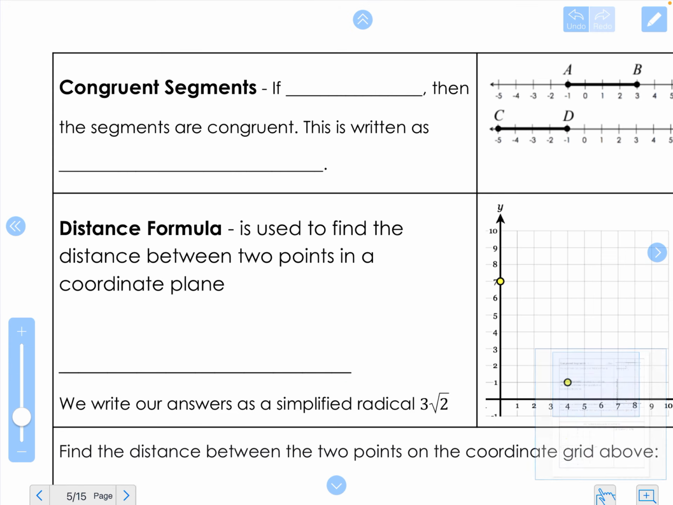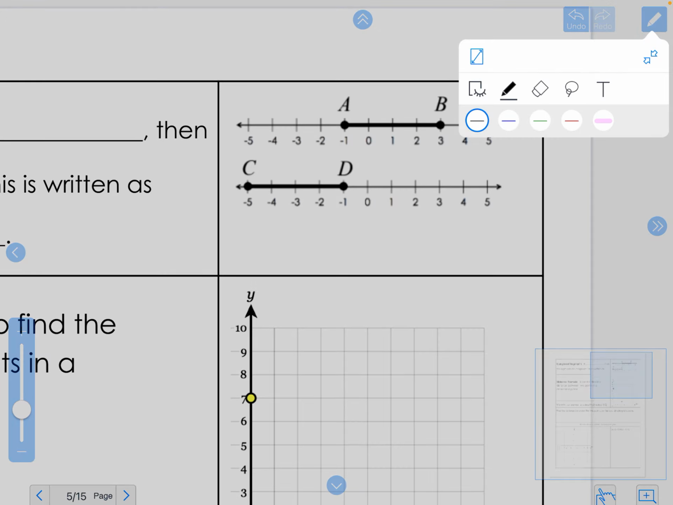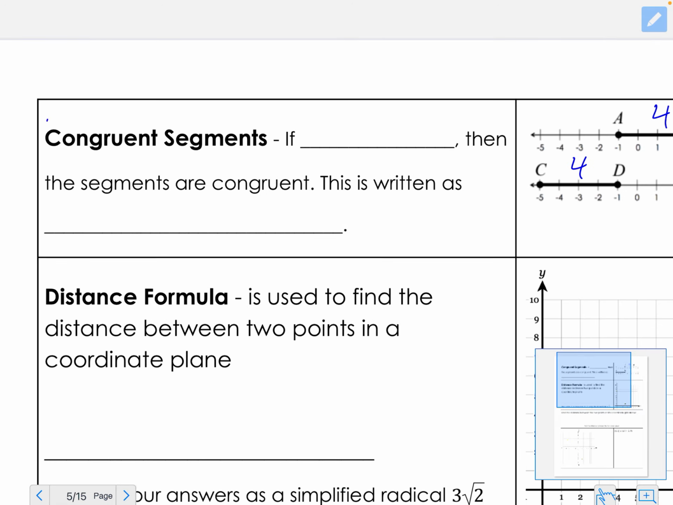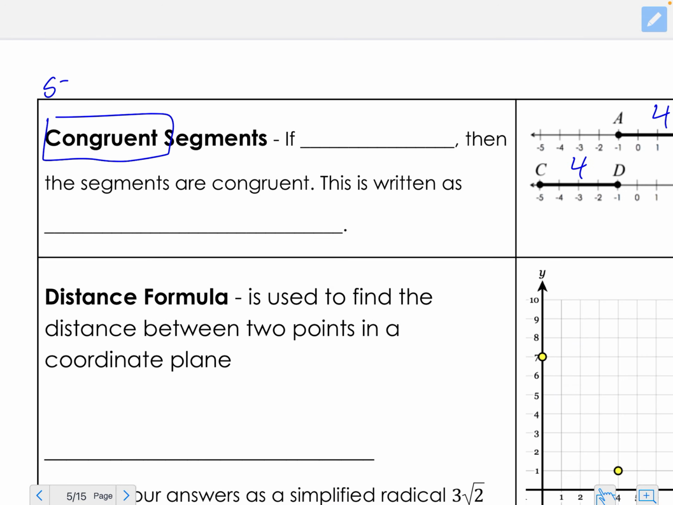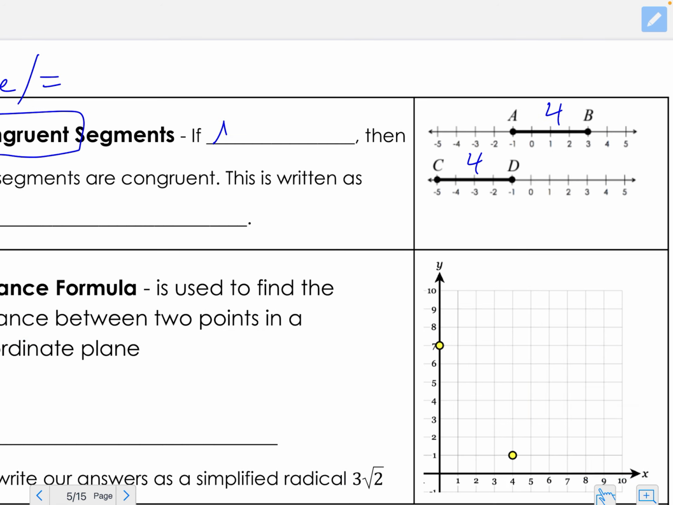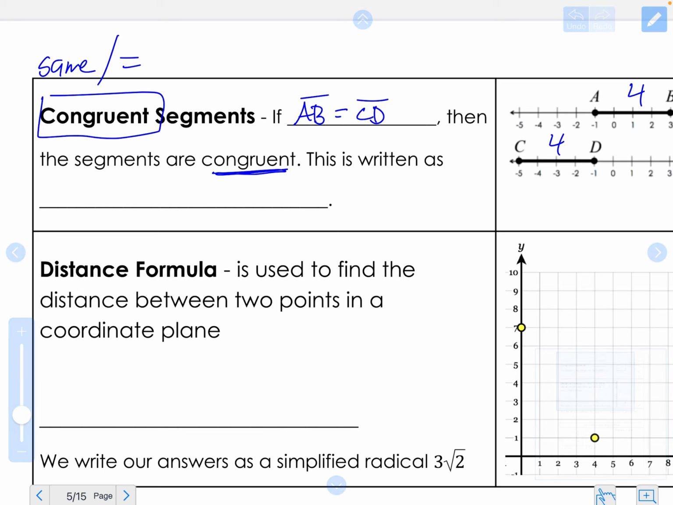All right, so one real quick thing. If I look at these two segments right here, A and B, and I measure the distance, 3 minus a negative 1 is 4. Negative 1 plus 5 is also going to be 4. So when we talk about congruent segments, we're talking about segments that are the same or segments that are equal. So if we look at the picture to the right, if line segment AB is equal to line segment CD, then our segments are congruent.